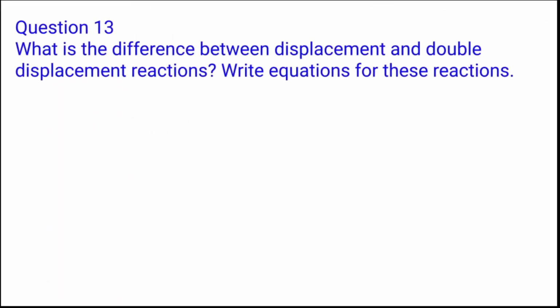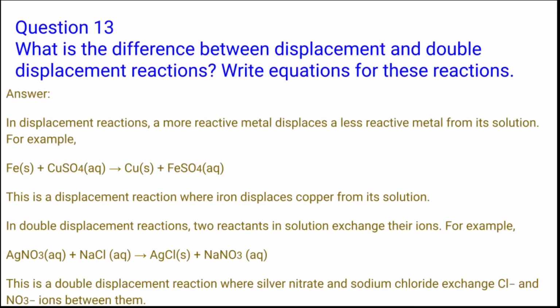Next question number 13. What is the difference between displacement and double displacement reactions? Write equations for these reactions. Answer is, in displacement reactions, more reactive metal displaces less reactive metal from its solution. For example, Fe plus CuSO4 gives Cu plus FeSO4. This is a displacement reaction where iron displaces copper from its solution.